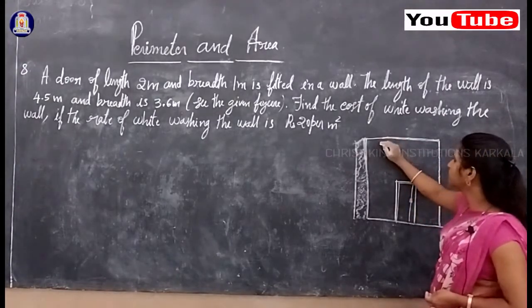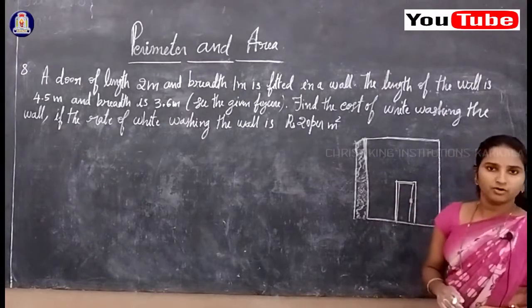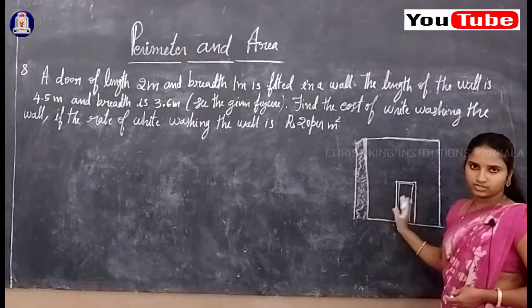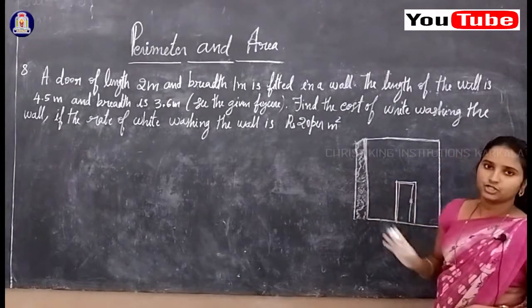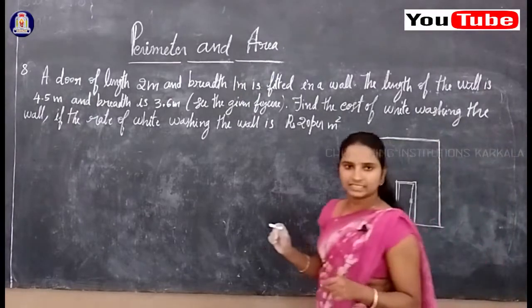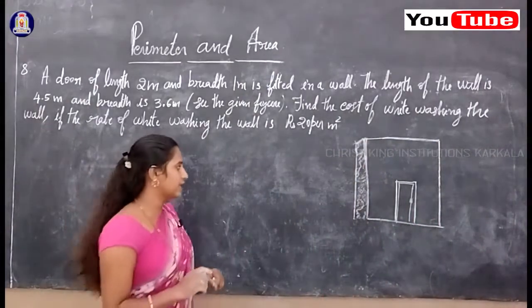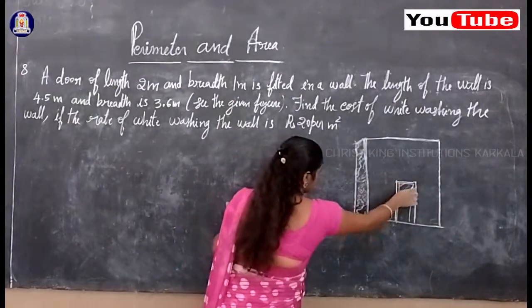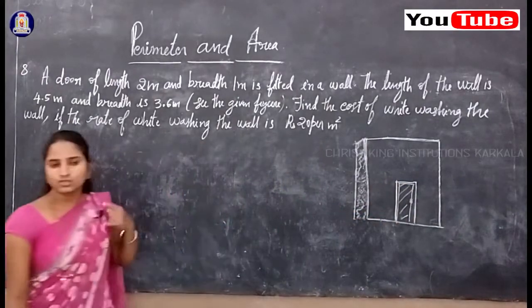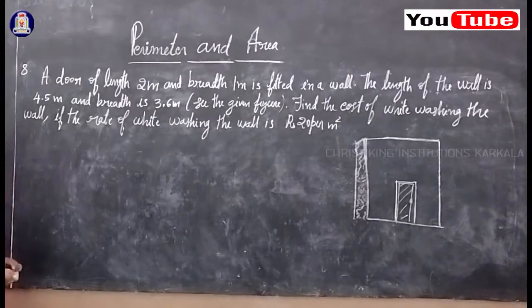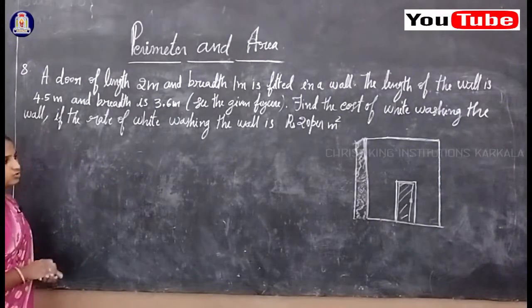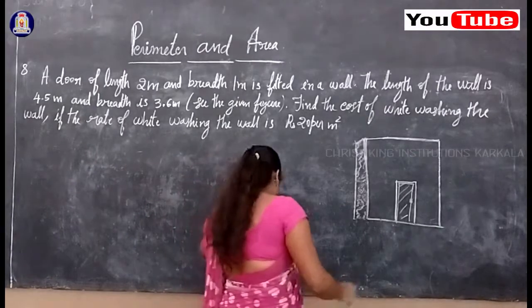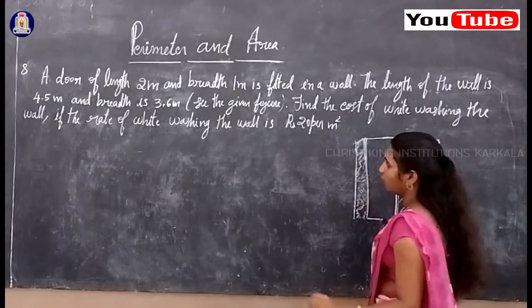You can observe this figure and identify the shape of the wall and the shape of the door. Clear? The wall is in the shape of a rectangle, and similarly this door is in the shape of a rectangle. Now they are asking to find the cost of whitewashing the wall. They have to whitewash the wall.